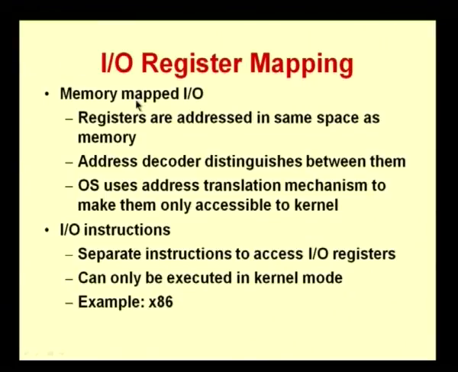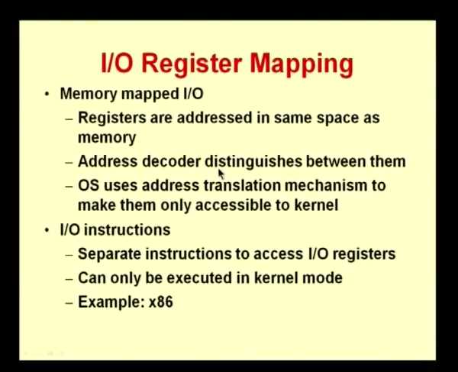So, we talk about what we call I/O register mapping or I/O address mapping, and we talk about something called memory mapped input output or I/O mapped input output. In memory mapped I/O, the I/O registers that we have are addressed in the same space as the memory. And the address decoder can distinguish whether it is a memory or an I/O address by looking at the address, because there are only some specific addresses which are assigned for I/O. So, by looking at that address, the decoder can identify that it is an I/O address.